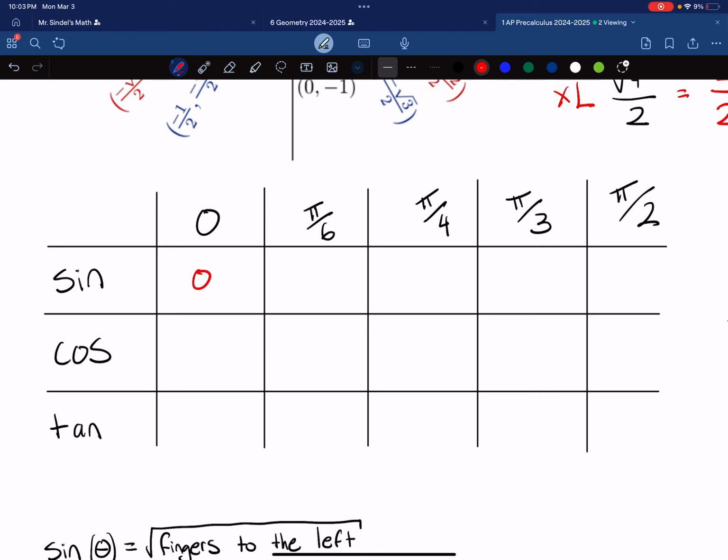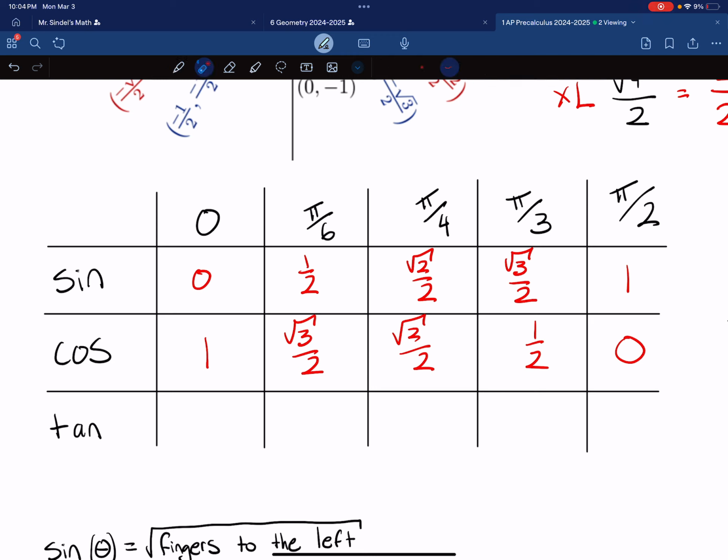So we have 0, we have 1/2, we have square root of 2 over 2, and we have the square root of 3 over 2, and finally 1. Cosine is going to do the exact same thing. It goes from extra small all the way to extra large, but in the reverse order. So I'm going to start from the backwards. I'm going to go 1, then square root of 3 over 2, and then the square root of 2 over 2, 1/2, and then 0.